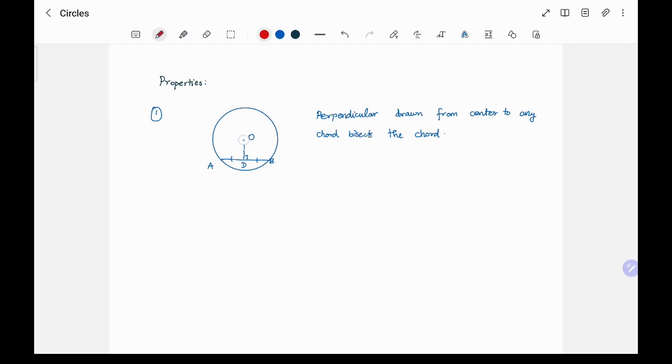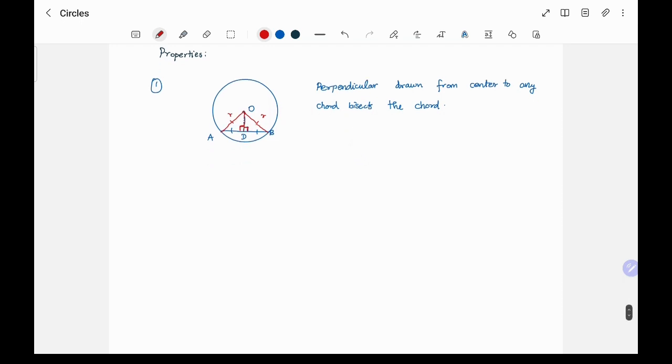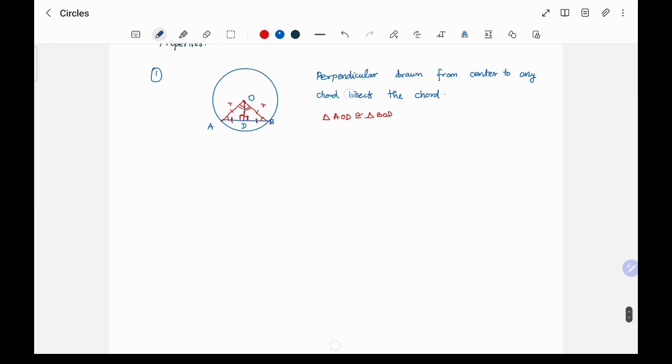So what we have, if we join these 2 points, these are nothing but the radius, so they are equal, and this one side is common and this one angle is 90 degrees. So this triangle is congruent to this triangle. So triangle AOD is congruent to triangle BOD. So then this angle is equal to this angle, correct? And this side is also equal to this side because of the property. Okay, second property.